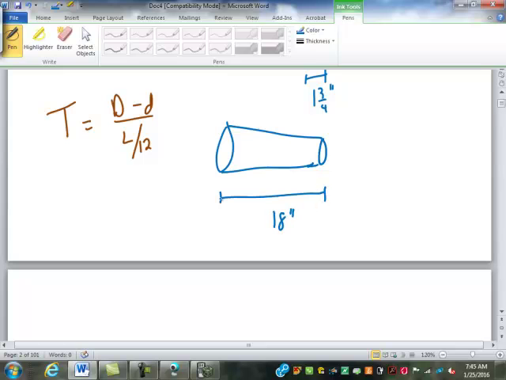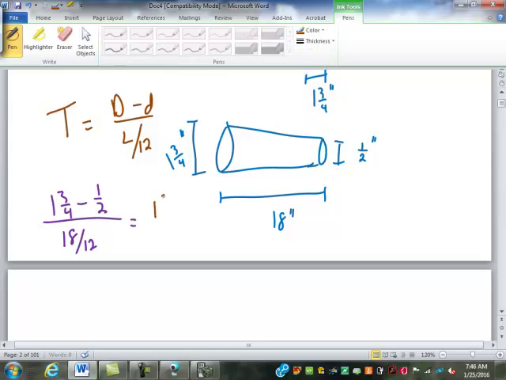So let's say we have a piece of tapered round stock that is 18 inches long. It's 1 3/4 inches here. And let's go 1/2 inch here. Find the taper. Well, I'll walk you through this one and I'll have you try another one in a second. So it's 1 3/4 is big D, minus 1/2 is little d, over 18 divided by 12.